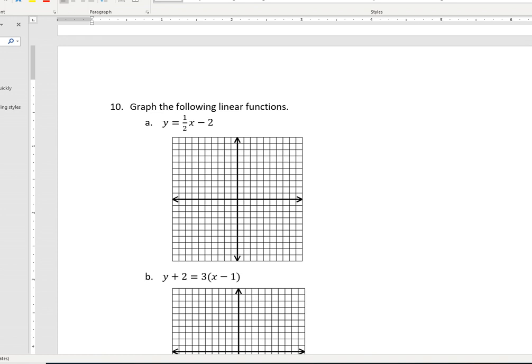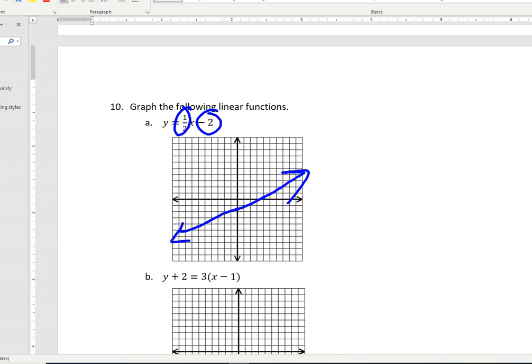Alright, let's go on to the next section, and it says graph the following linear functions. So again, if you want to graph this, you're going to start at -2. So go to -2 and plot your first point. Then you're going to rise 1, run 2, rise 1, run 2, because you're following this slope. Okay, connect your points, and that's pretty much it.